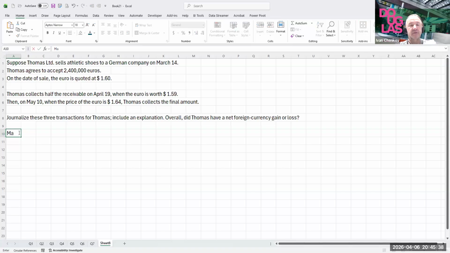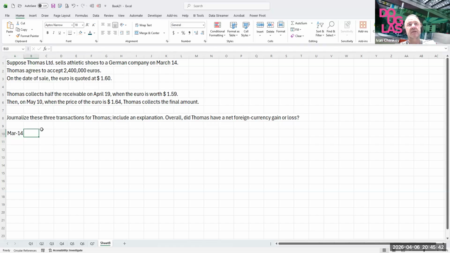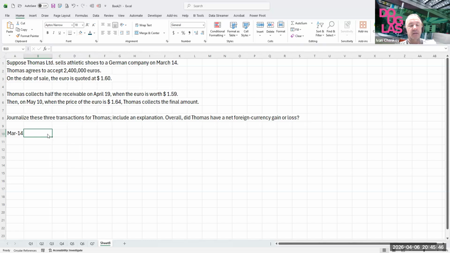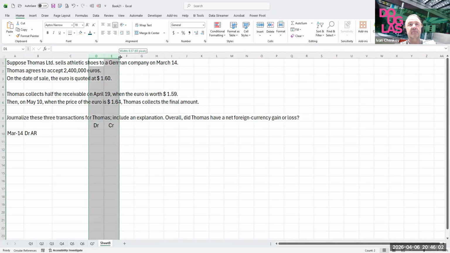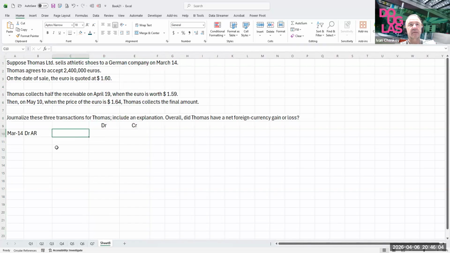Let's go March 14th. What happened on March 14th? Obviously, he sold the inventory. So he's going to get a debit to accounts receivable. He's not going to get cash or anything like that. That will be our debit and that will be our credit here. He's going to get accounts receivable because these people don't pay the 2.4 million euro yet.